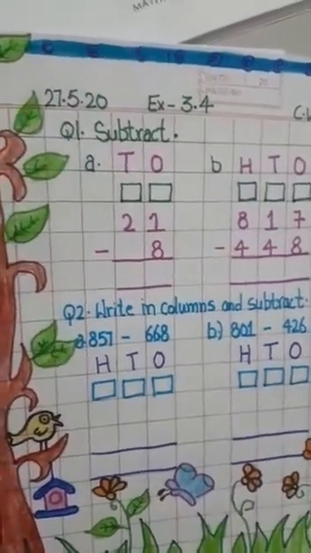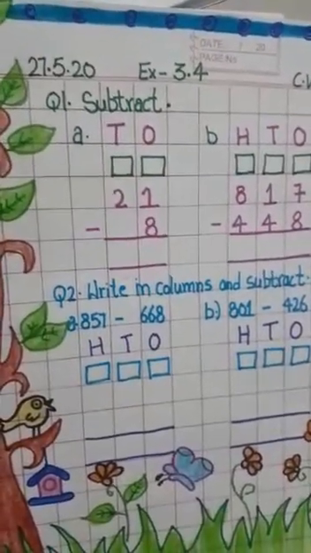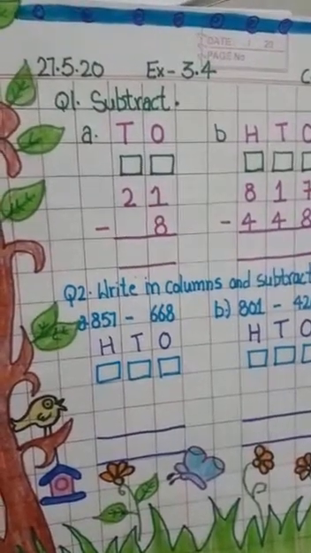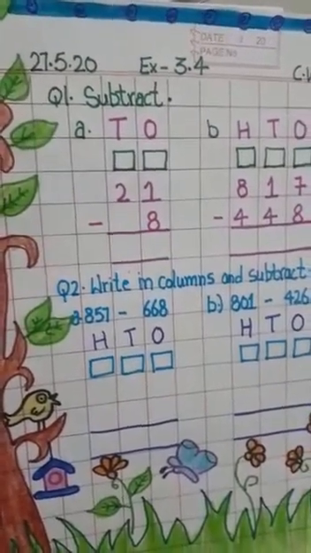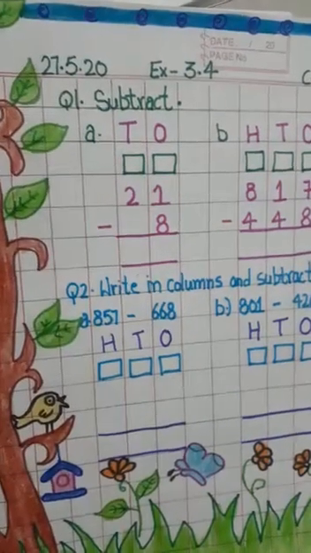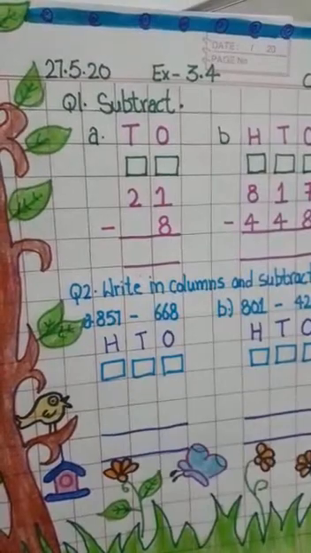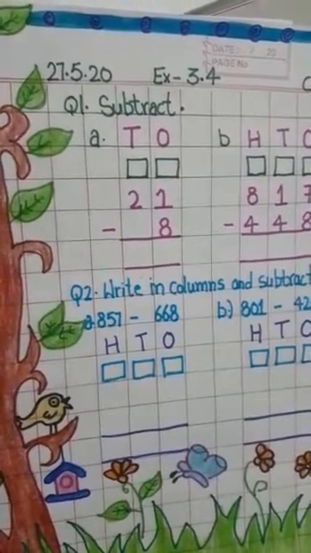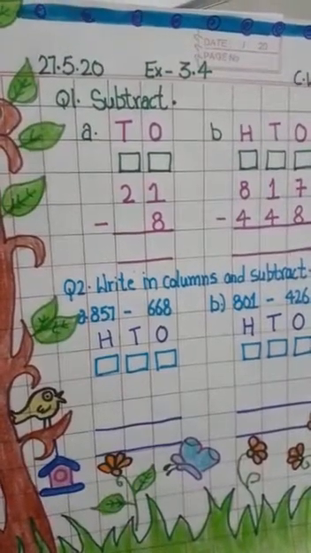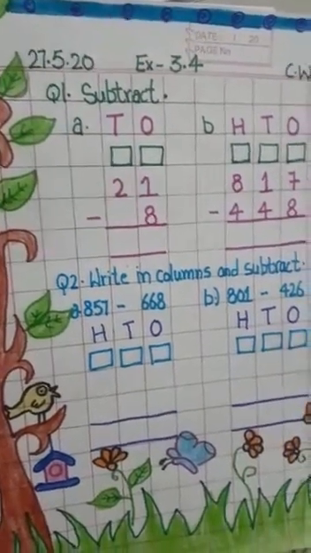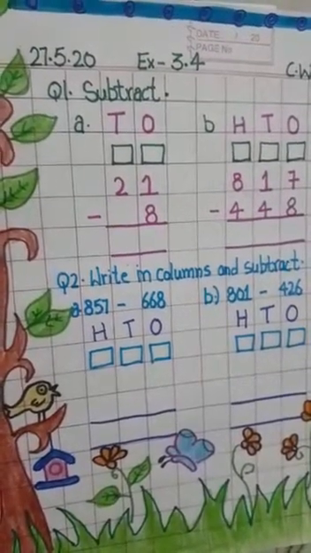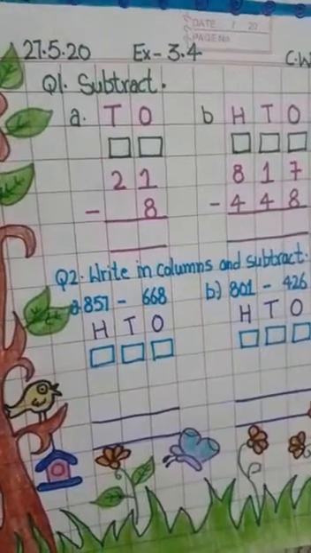Today, we will do exercise 3.4. Earlier, we have done subtraction without borrowing. And today, we will do subtraction with borrowing. So the first question given in our exercise is subtract. It means they have already given the numbers and arranged them in columns. We just have to subtract them. So let's start our first sum.